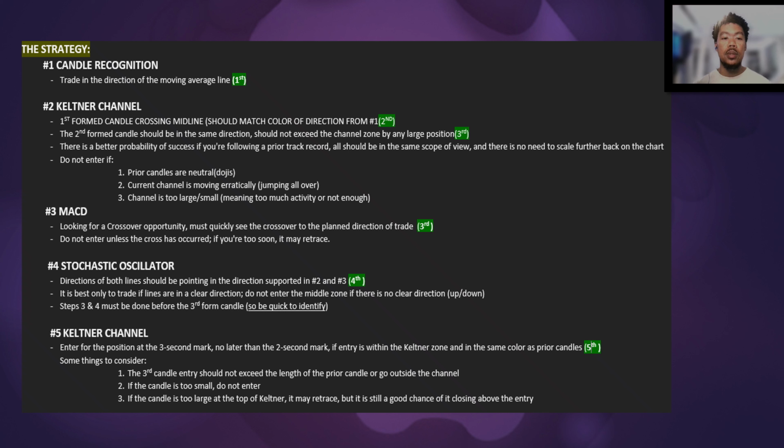Your first 2 candles, and this will make sense when you see it, so don't stress if you're like, what are you talking about. Your first 2 candles should be big, thick candles that take up the channel in the direction of whatever trade you're going. And then that third one, while it is forming, at the third second, you are going to enter.